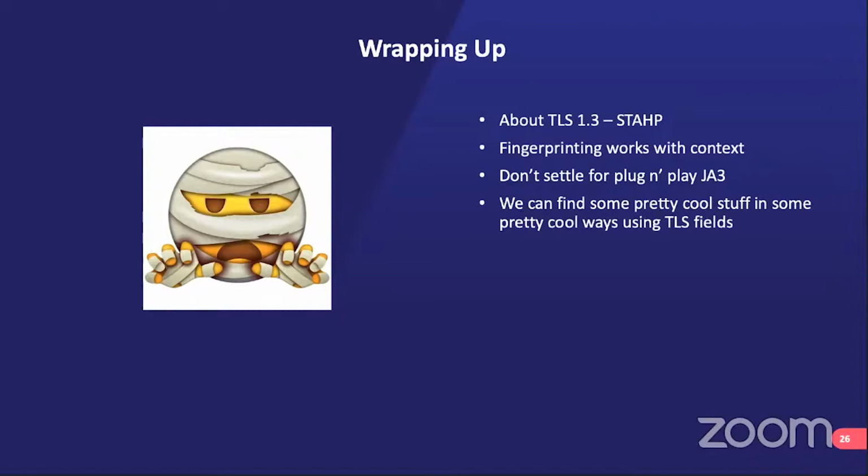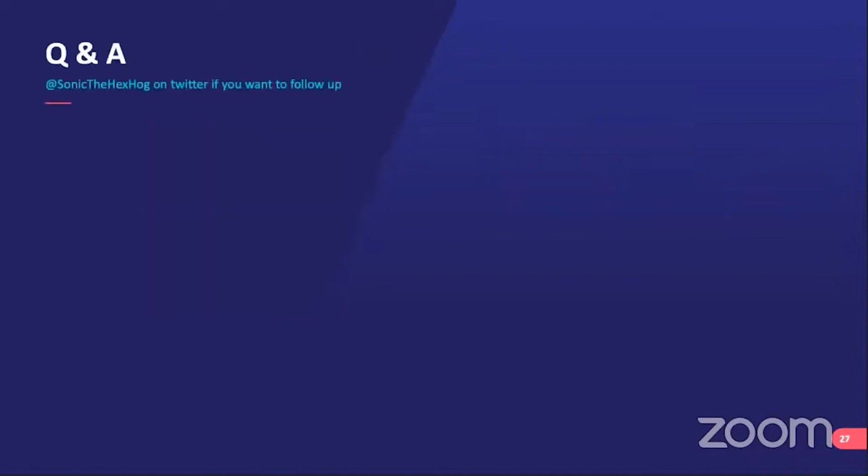It's important to take away that fingerprinting works with context. Certainly, I imagine you can get some use out of just using JA3, but in my experience, fingerprinting without context doesn't add as much value, which brings me to: don't settle for plug and play JA3 or plug and play any sort of fingerprinting method. And then also take away, we can find some pretty cool stuff in some pretty cool ways just using the plain text traffic that's available in the TLS client hello and server hello.